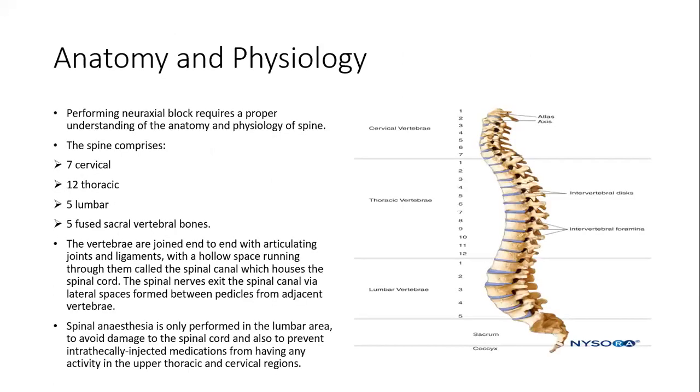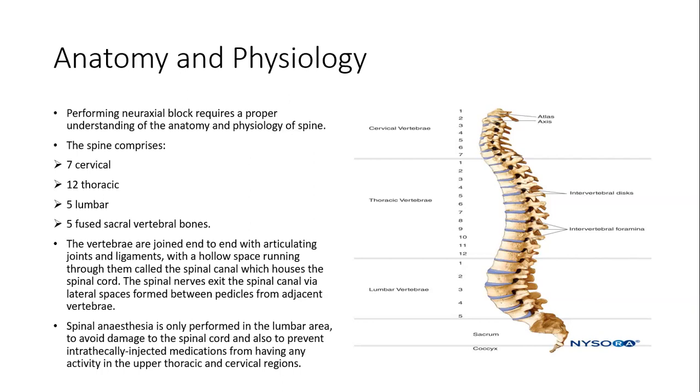Anatomy and physiology. It's important for you to understand the anatomy and physiology of the spine in order to do a proper neuraxial block. So just to remind ourselves of basic anatomy, the spine, if you look at it on the right side of the screen, this is a picture from the New York Society of Regional Anesthesia. The spine comprises 7 cervical vertebrae, 12 thoracic, 5 lumbar, and 5 fused sacral vertebral bones.